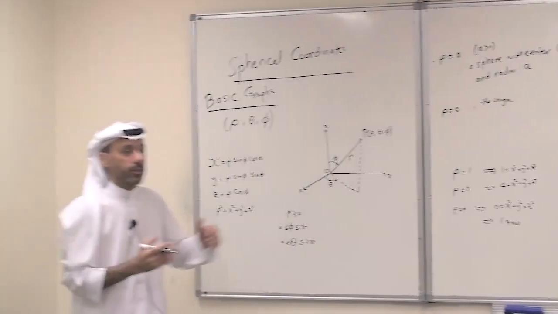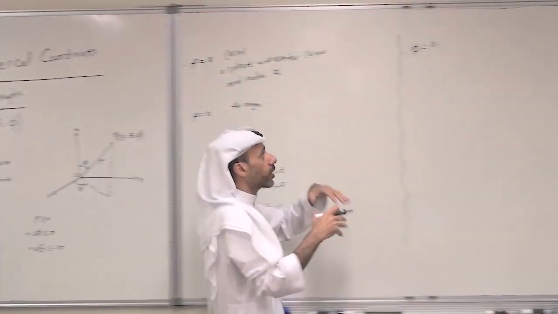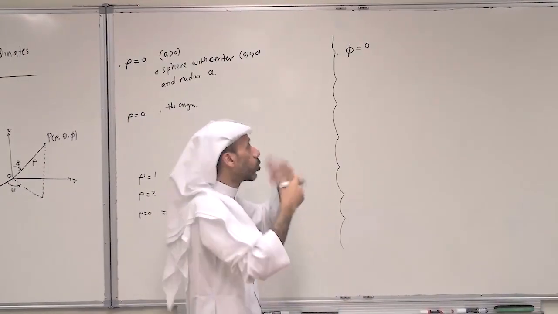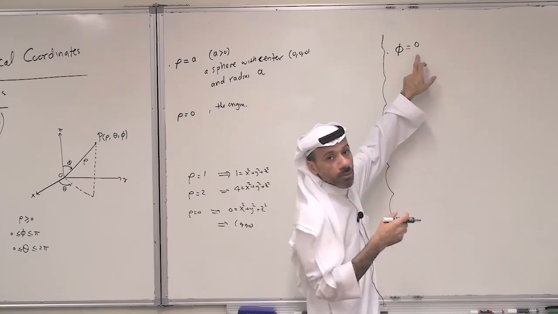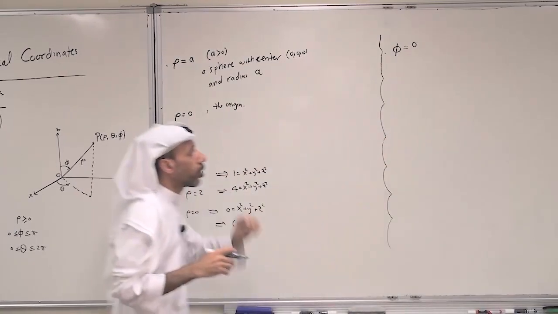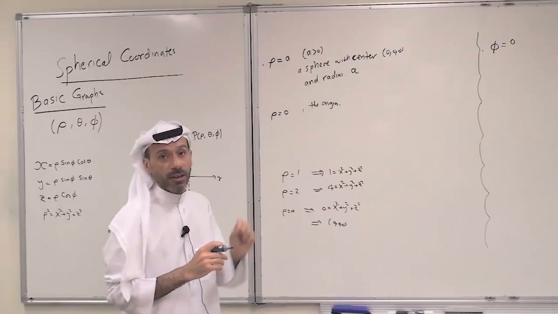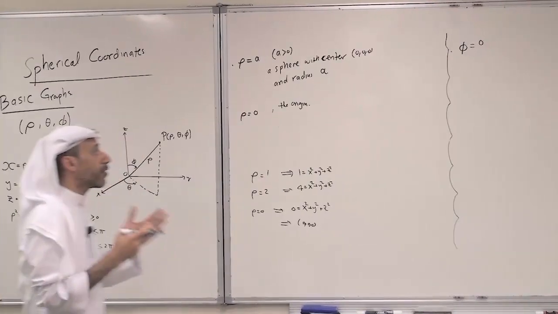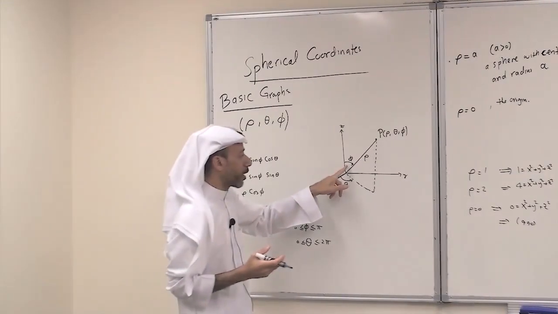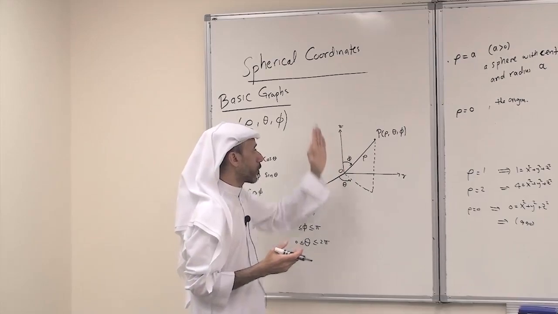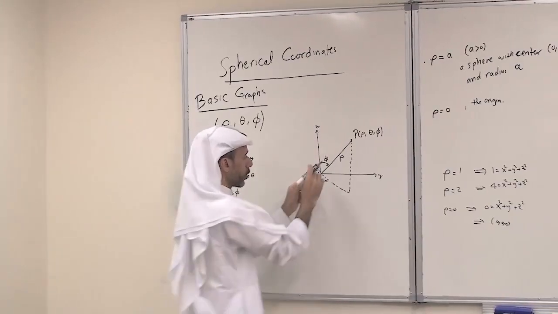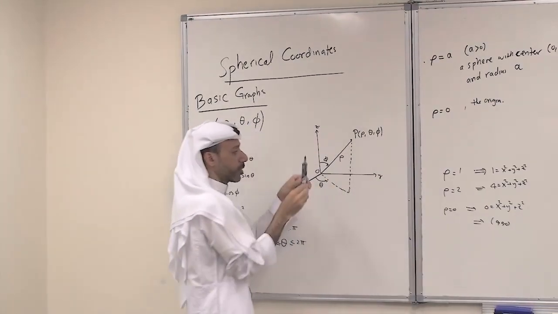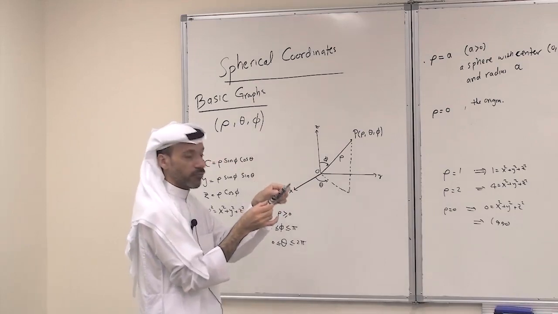What is the graph of this equation? That is, what are the points whose phi equals 0? What are the points in 3-space whose angle phi equals 0? From the definition, phi is the angle between the positive z-axis and the line segment OP. So this is the z-axis and you just move an angle of phi.